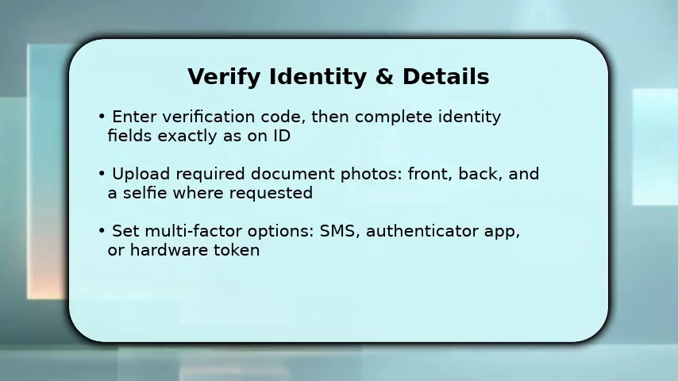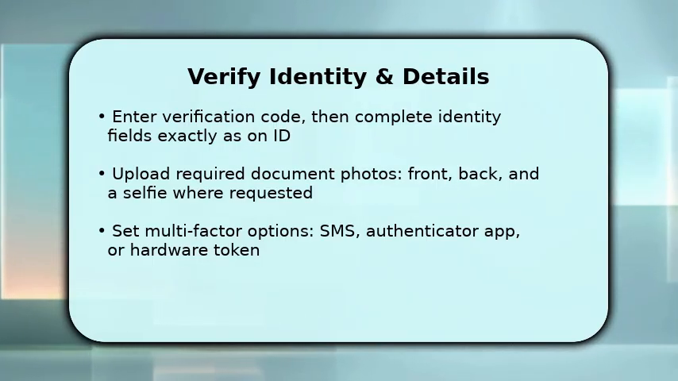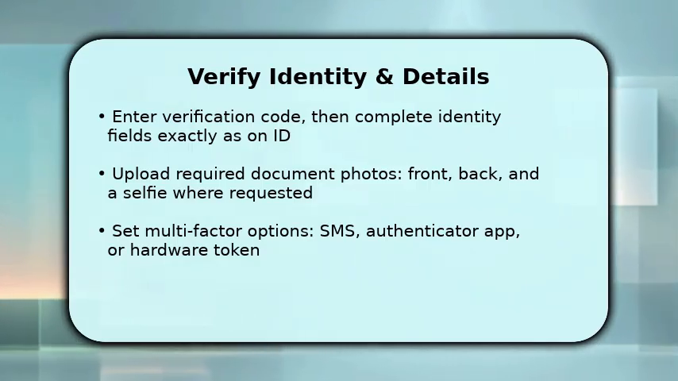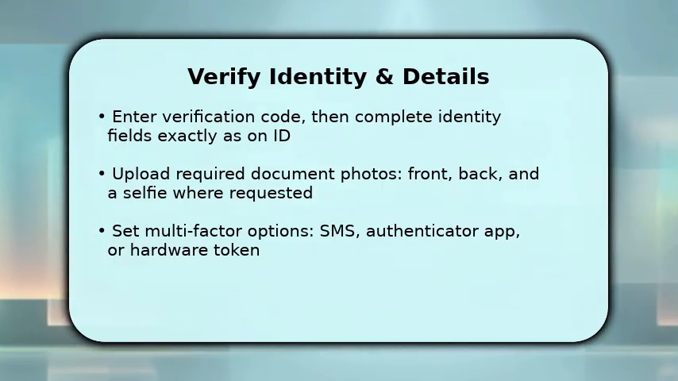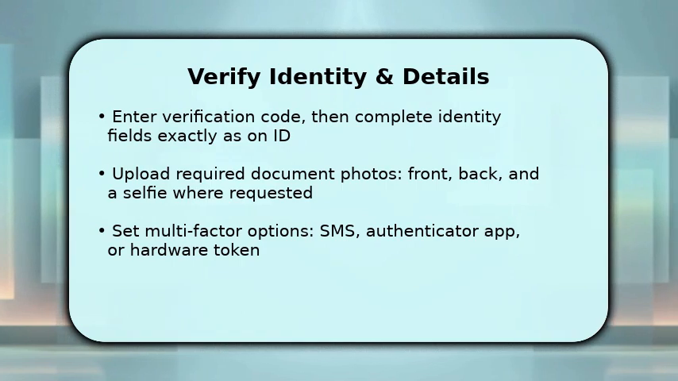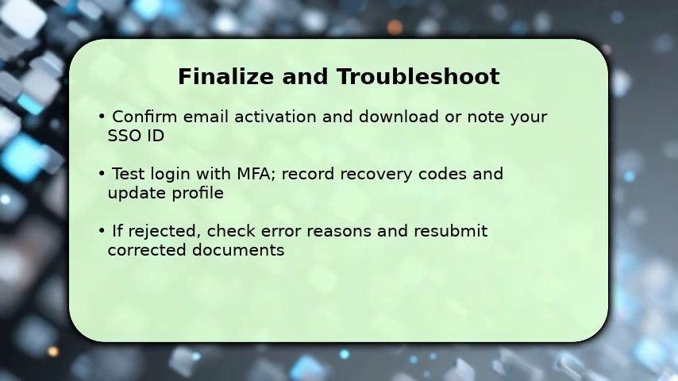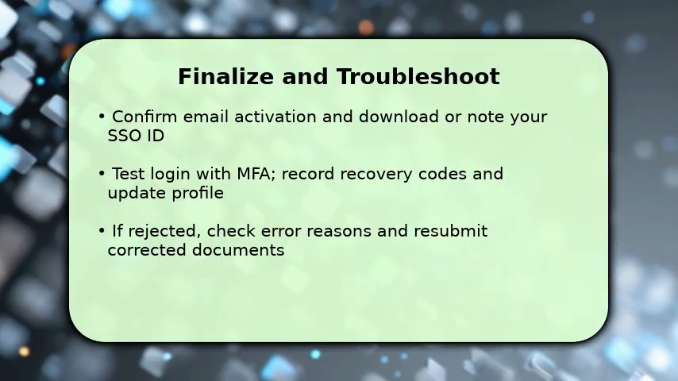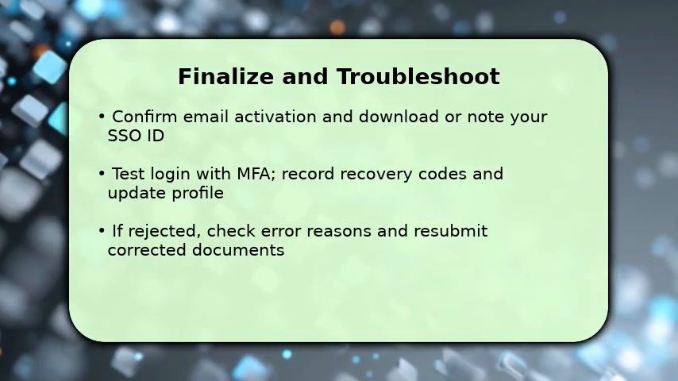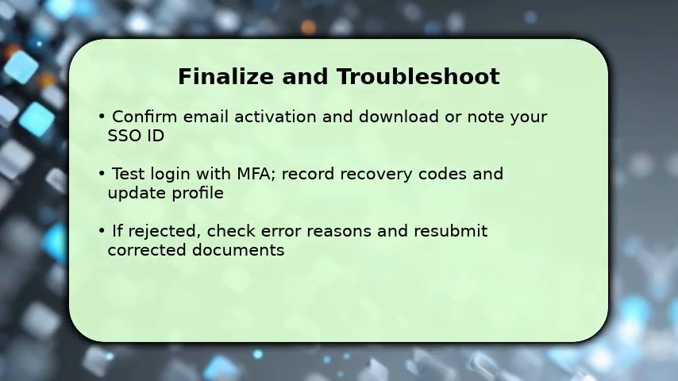After documents are accepted, configure multi-factor authentication. Choose SMS for speed or an authenticator app for stronger security. Finally, review every field and submit the verification request for processing. You finish by activating the account link sent to your email and noting the new SSO ID shown in the portal. Then test a full login cycle with your MFA method to confirm access works.